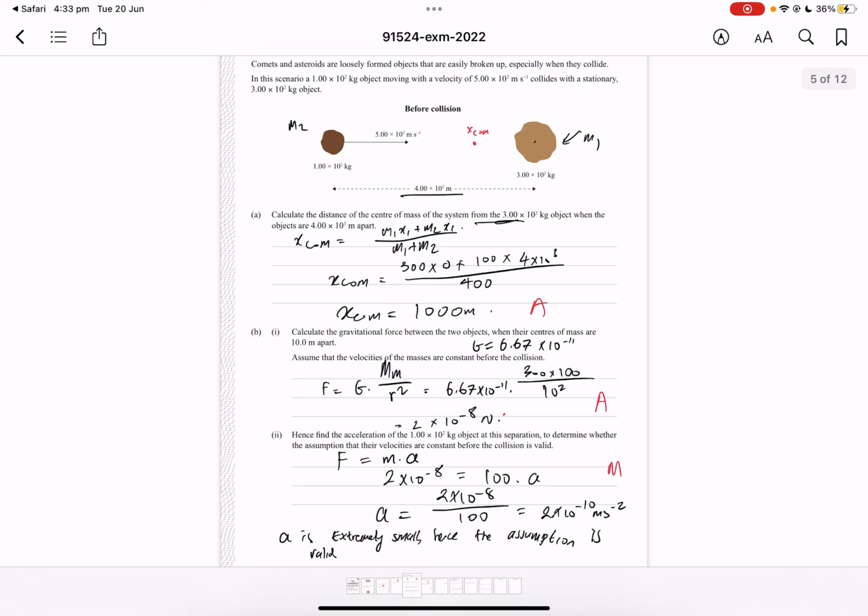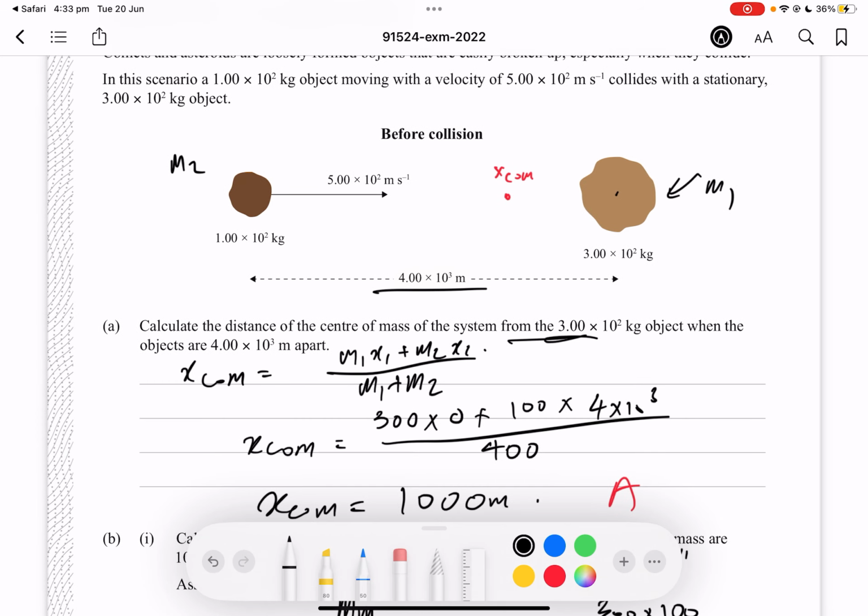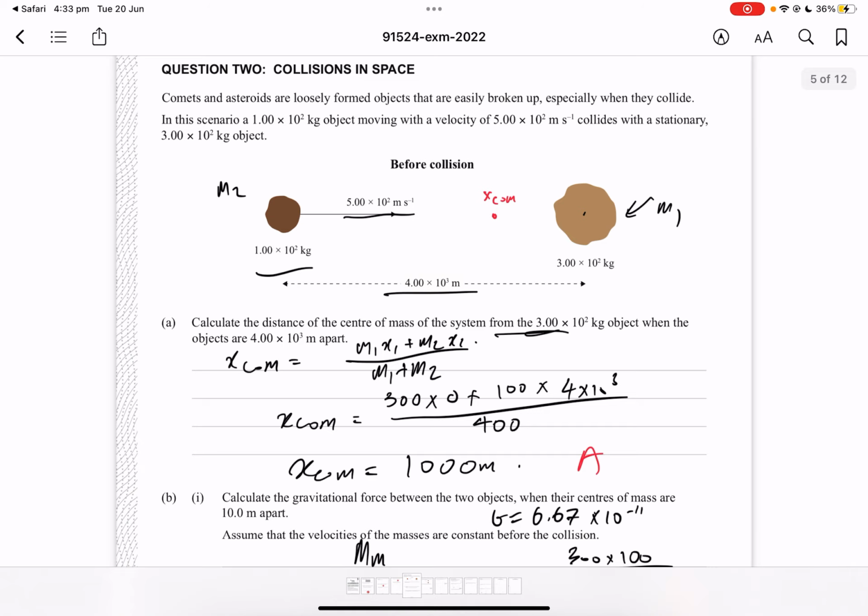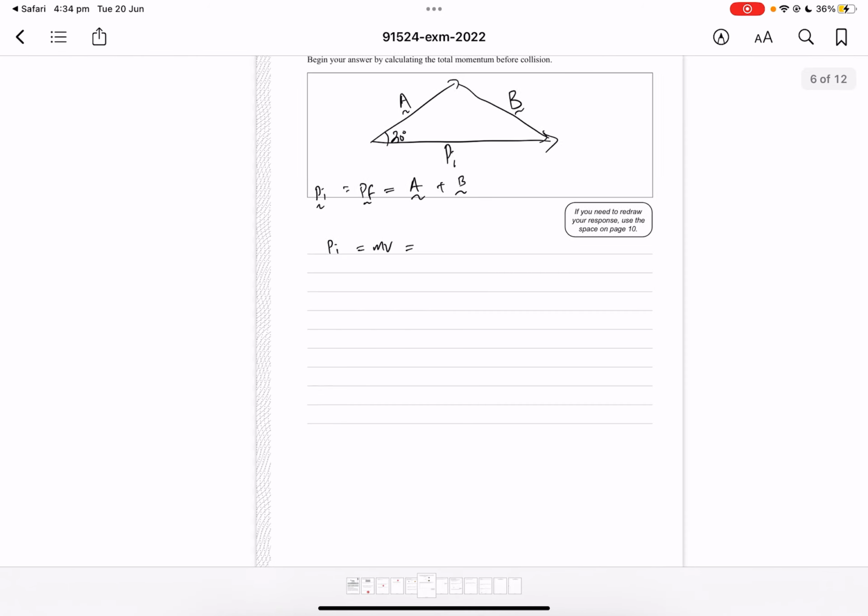Sorry, I'm just trying to find the part where they tell me how fast it was moving. Yeah, okay, here it is. Sorry, they were a little bit unclear with the numbers here, but we have 500 meters per second and 100 kilograms. Apologies for that.